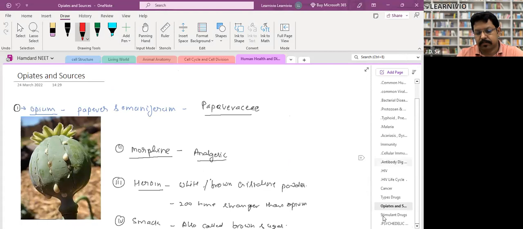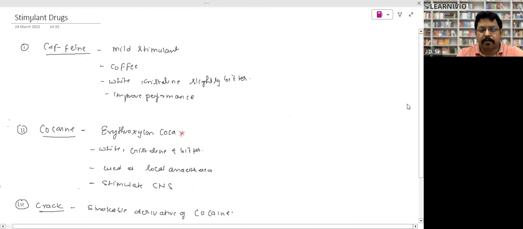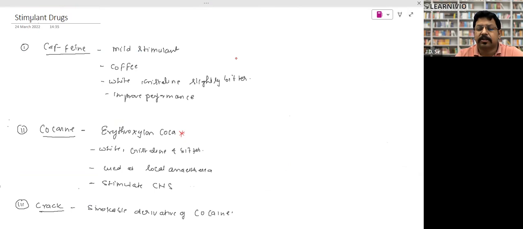Now, stimulant drugs, right? Those psychotropic drugs were suppressive in nature. A stimulant drug stimulates a person. Like if a person has gone into depression, we need to give them a stimulant, right? First is caffeine. When you feel sleepy, you take a hard coffee. You want to remain awake and alert, so you take strong coffee. It is a mild stimulant extracted from coffee. It is a white, crystalline, slightly bitter powder. It improves the performance of a person, right?